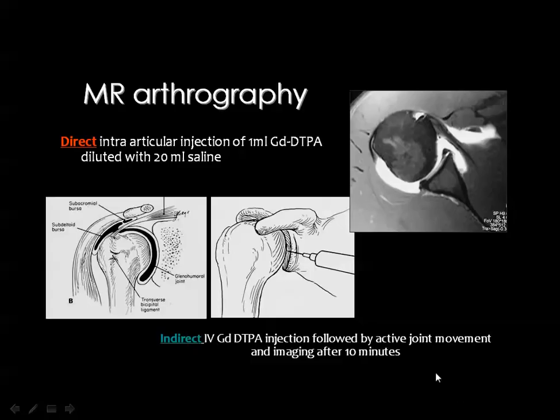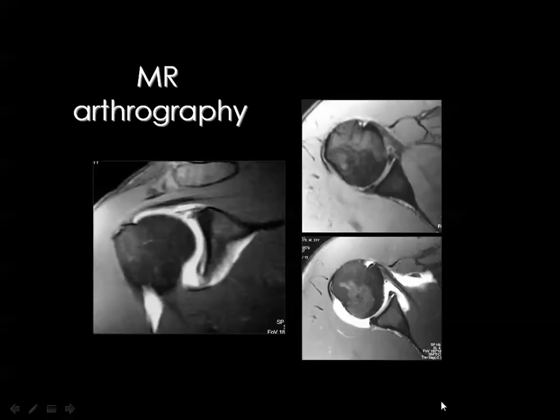The contrast media injected are less than 1 milliliter of gadolinium diluted with 20 milliliter saline, and you add some of the contrast media, Urografin or Telebrix used in conventional urography, so that you are able to see the contrast media under screen control. Then this is the conventional MRI and MR arthrogram of the same case.